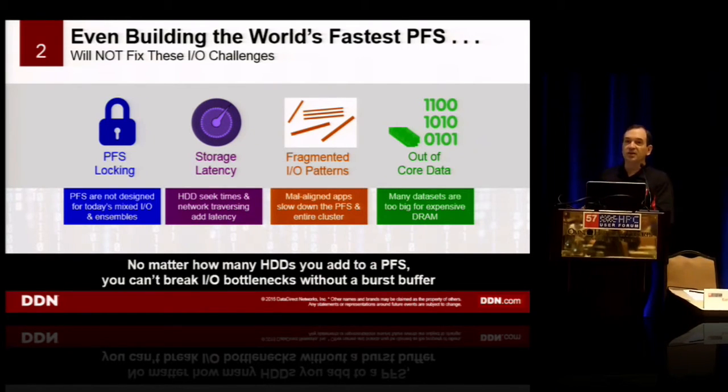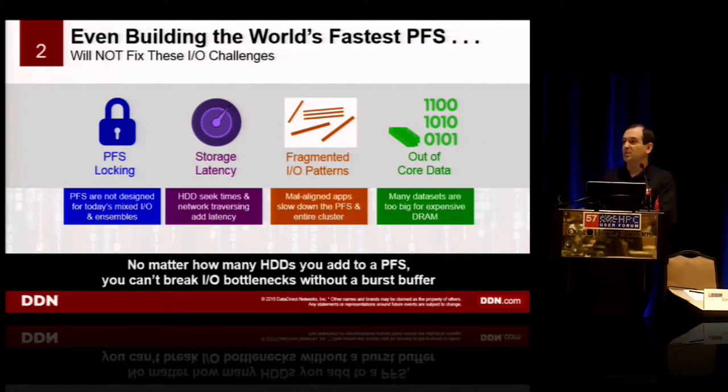Latency to hard drives also doesn't go away. We've run parallel file systems on pure SSDs. Well, they have the best latency in the world, right? Doesn't solve latency to data issues when you insert those. So that's not enough. Fragmented I/O problems, data that's not well aligned, lots of random data, misaligned data inside of applications. These are things that parallel file systems grapple with and were not designed to handle, arguably. Arguably, they were designed to handle large streaming I/O. And it turns out when we look at our HPC workloads, the vast majority of those workloads are not large streaming I/O. So how do we deal with those patterns?